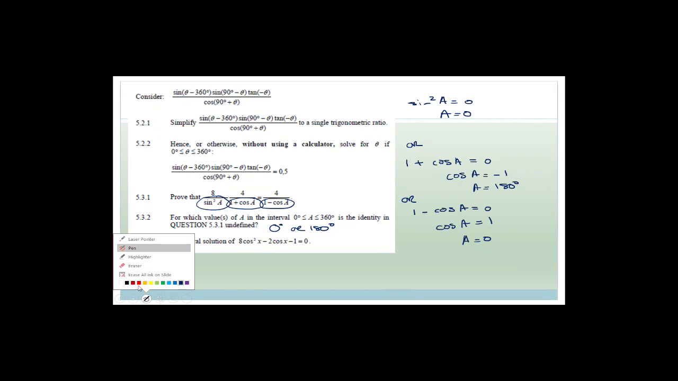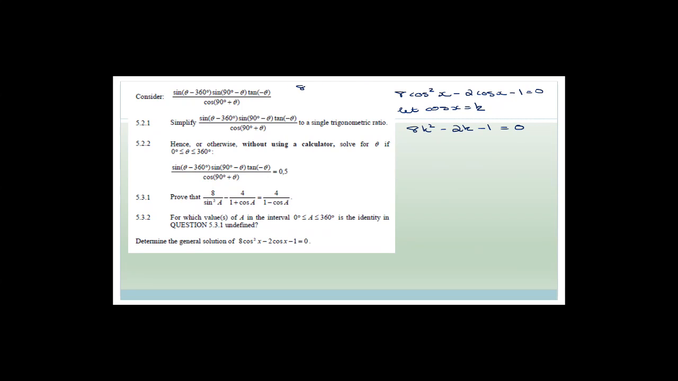Next question, it says, determine the general solution of 8 cos squared x minus 2 cos x minus 1 equals 0. Now, a lot of people I know struggle with this. As soon as you see the cos squared x and the cos x, even if you realize it is a trinomial or quadratic, you still struggle. So what I'd like to suggest you do is this. You let cos x equal k. Now you've got 8k squared minus 2k minus 1 equals 0. Now all we have to do is solve for k.